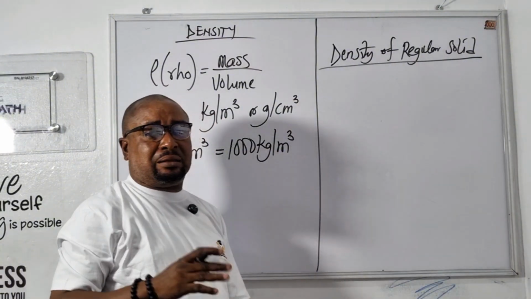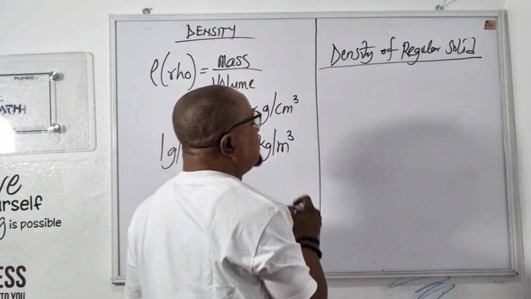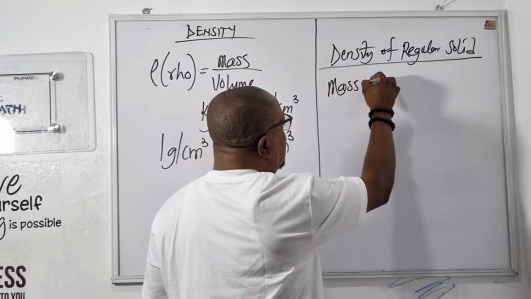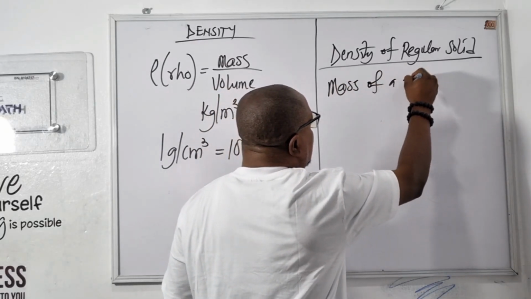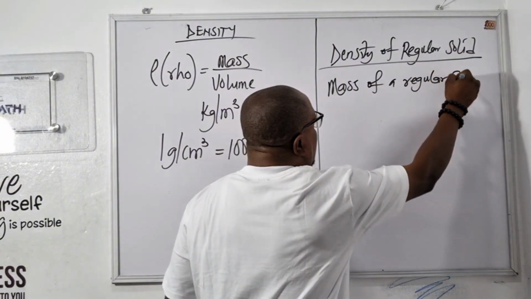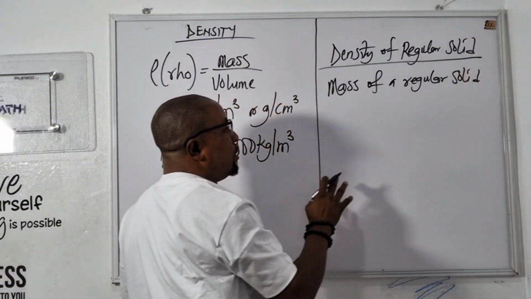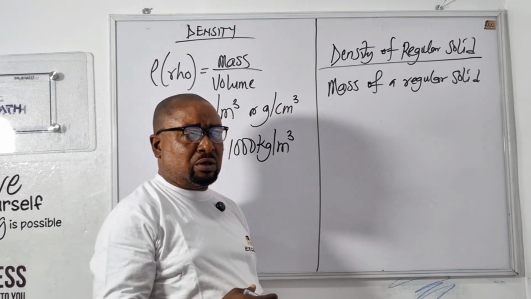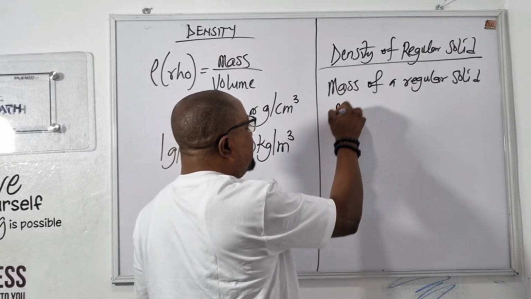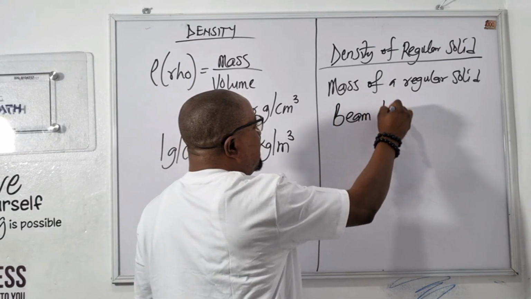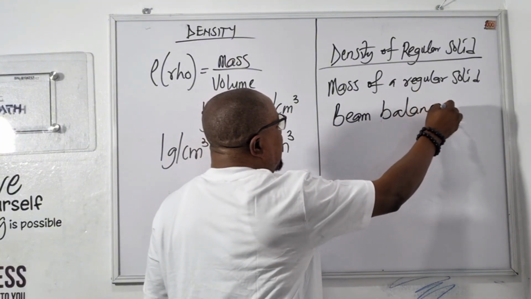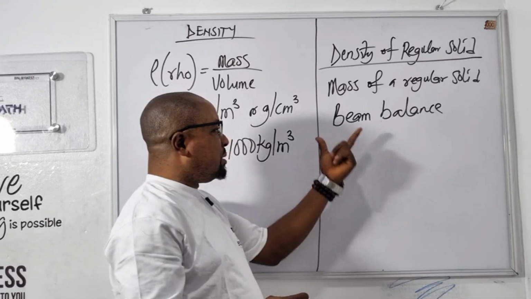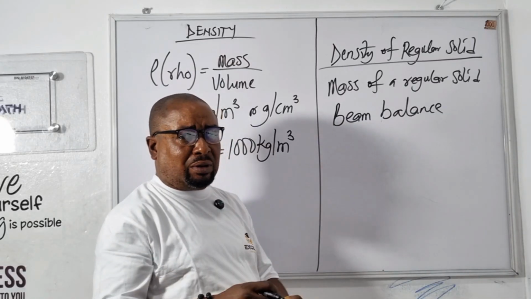A regular solid that has a shape. Now the first thing we will look for is the mass of a regular solid. What do we use to measure the mass of a solid? What we use is what we call the beam balance. We use the beam balance to measure the mass of the regular solid.